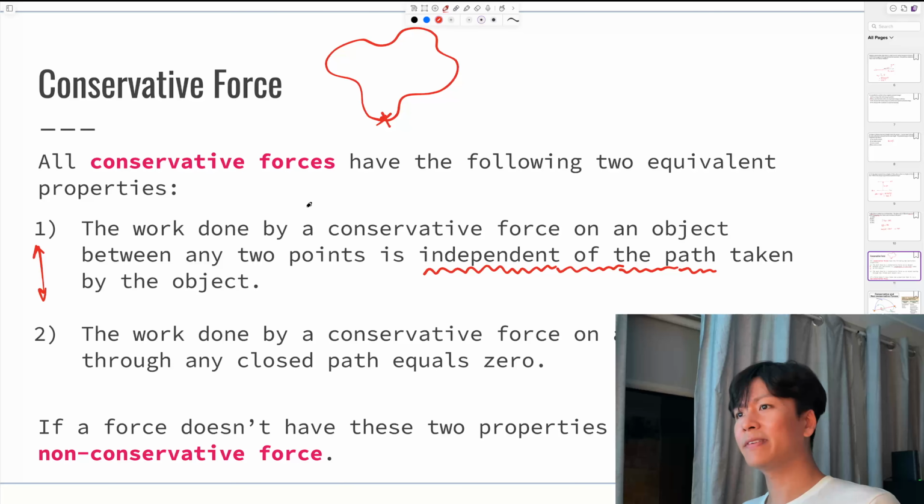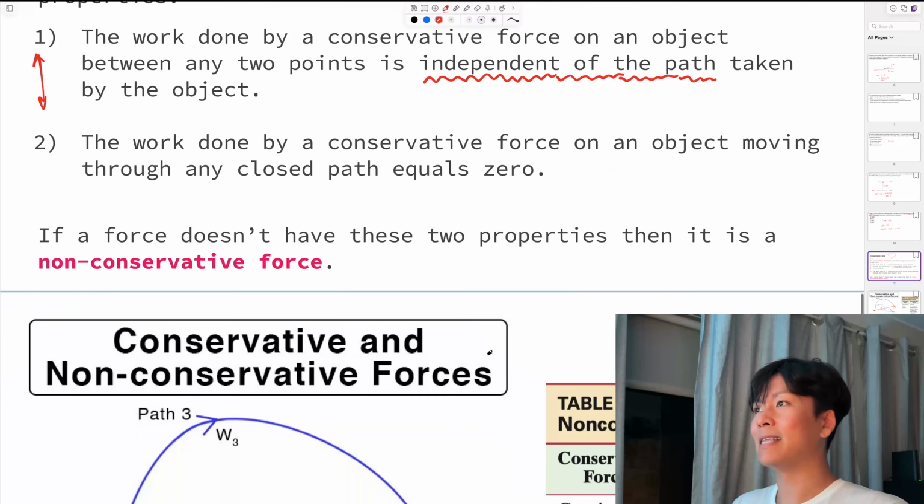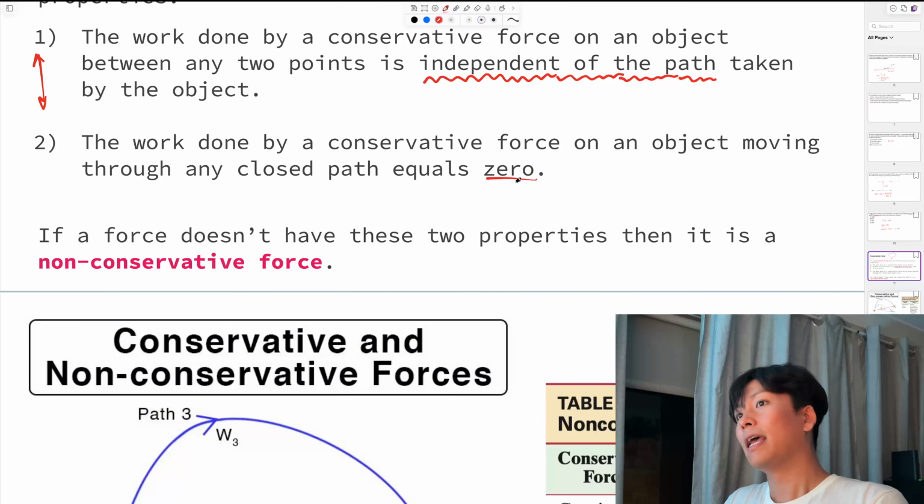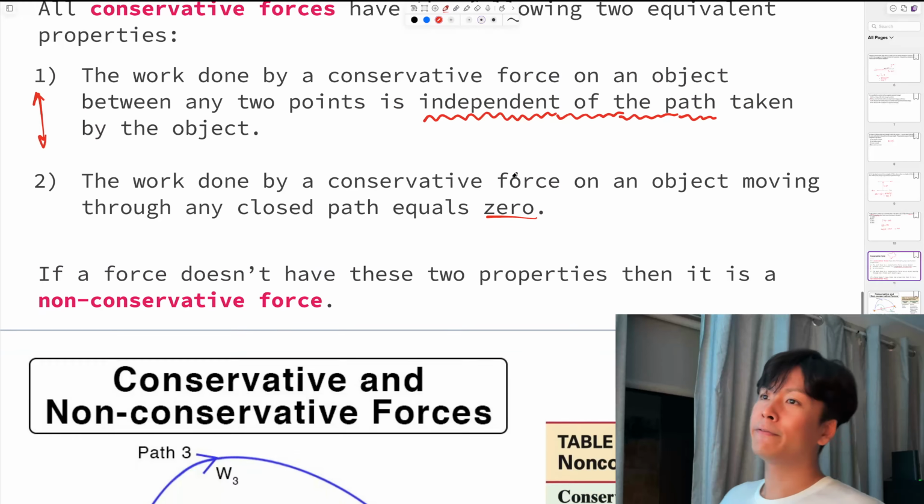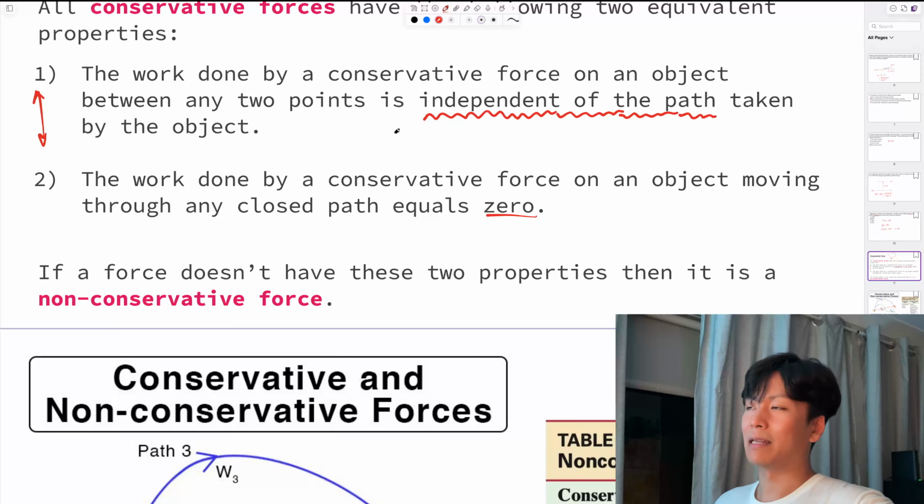And for a conservative force, the work done says that if an object goes around a closed path, then the work done has to equal 0. That means all the work has to cancel out so that at the end, the net work is equal to 0. And if a force doesn't have either of these two properties, they're equivalent, but if it doesn't have this property, then it is considered to be a non-conservative force.